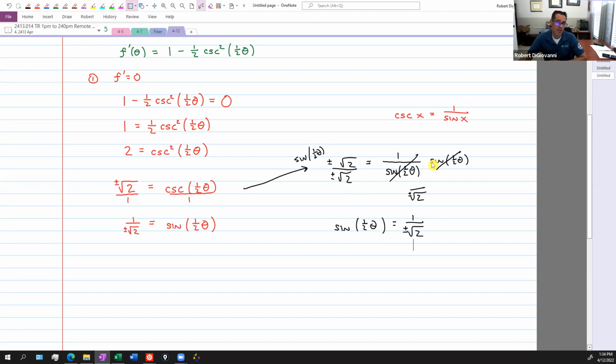That's the algebra. But the easier thing is just to say, hey, to turn cosecant into sine, flip it, but then you have to flip the other side as well.